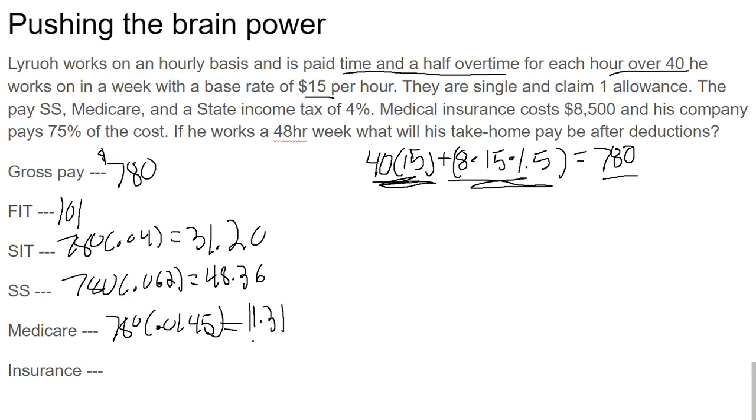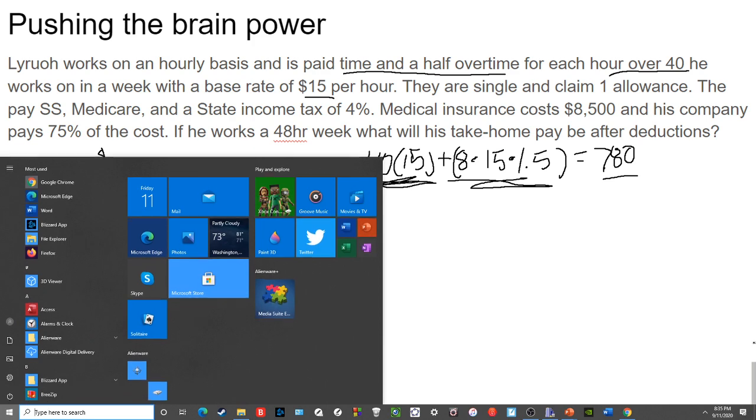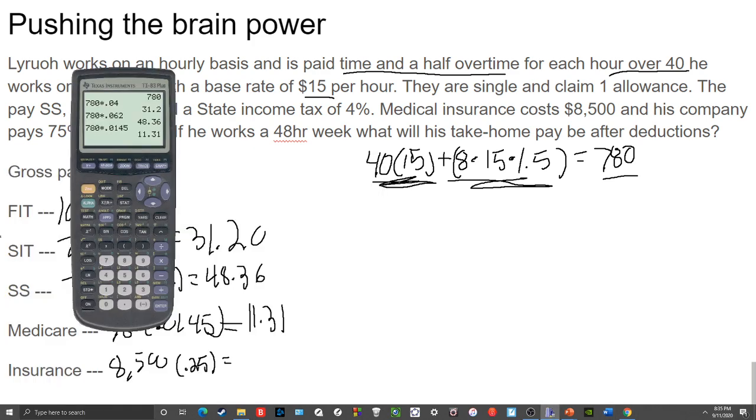And then insurance, let's see here. Now this is where to actually calculate the insurance. It says the insurance is $8,500, but his company pays 75% of that, which means he's going to pay the other part. So he's going to pay the 25% that the company does not. So for insurance, let's do 8,500 times 0.25, because again, he's paying only 25% of the cost. The company is paying 75%. So 8,500 times 0.25 gives us 2,125.